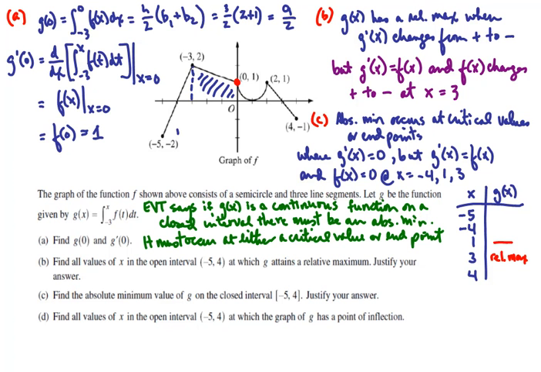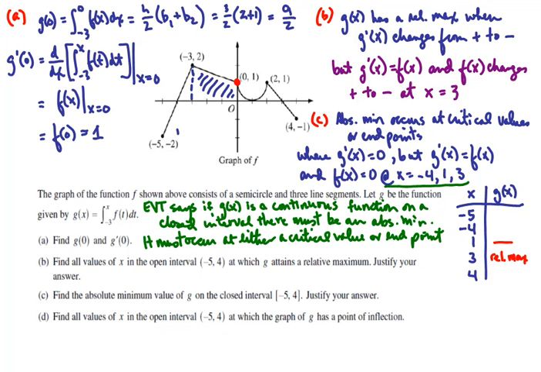So we've already seen that the critical values are at -4, 1, and 3, and the endpoints are at -5 and +4. So I listed all of them in the table there. This is normally the way we find an absolute min or max. We find the critical values, the endpoints, and we list them. Now, I want to evaluate g of x for each of these. Now, this could take some time, and I don't necessarily have to find each one of them.